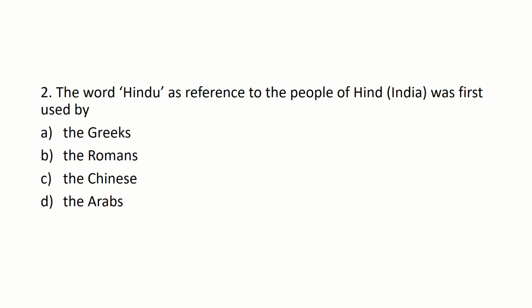The word Hindu, in reference to the people of Hind, was first used by option A, the Greeks, option B, the Romans, option C, the Chinese, and option D, the Arabs. Well, the word Hindu came from the word Indus, right? Indus is the river that lies in the northwestern part of India. And so who is next to us in the northwest? It's not the Greeks, not the Romans, not the Chinese. So option D, the Arabs, they lie to the northwest of India. So probably they would be the ones calling us by the name Hindu. Let's see the answer. Of course, it's option D, the Arabs. Moving to the next question.